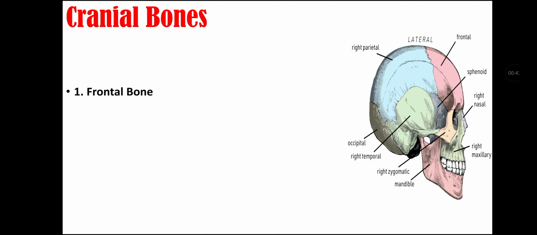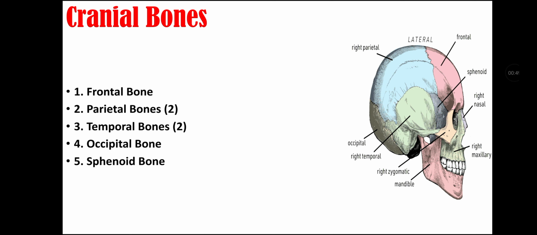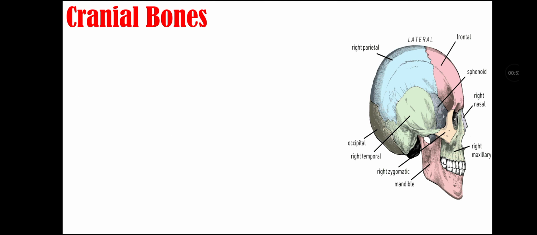Now let's talk about cranial bones. Cranial bones include the frontal bone, parietal bones, temporal bones, occipital bone, sphenoid bone, and ethmoid bone. Now let's talk about these one by one in detail. First we have the frontal bone.